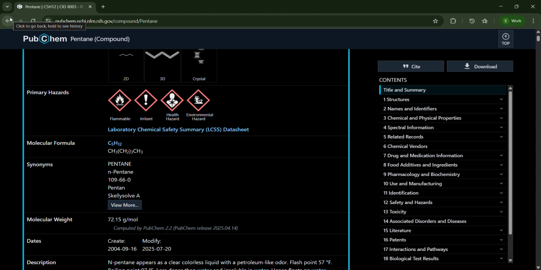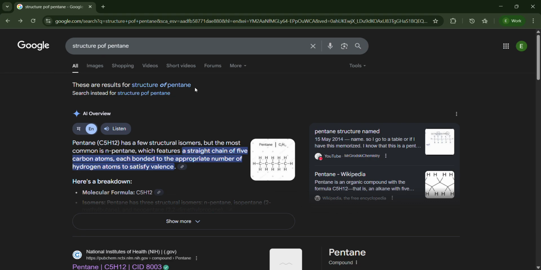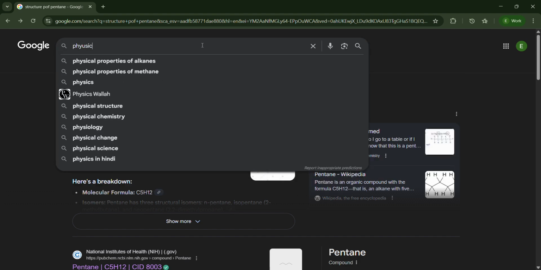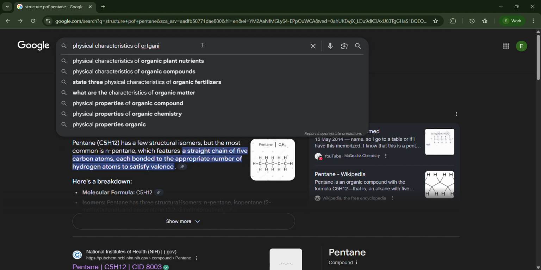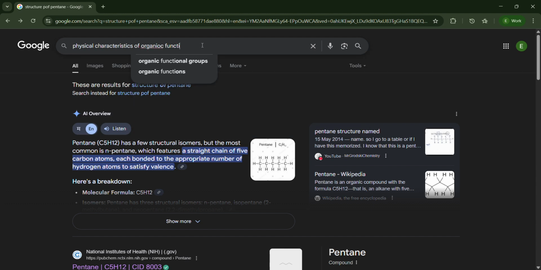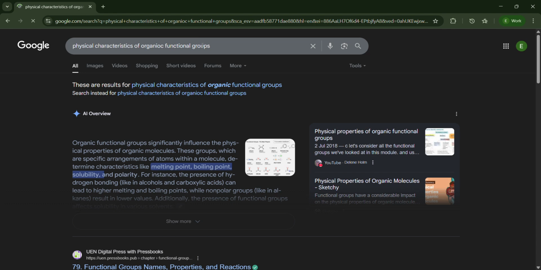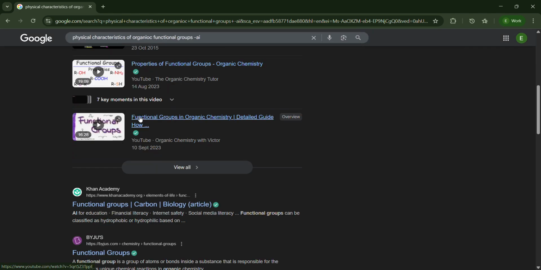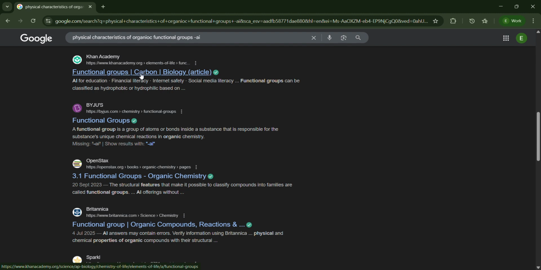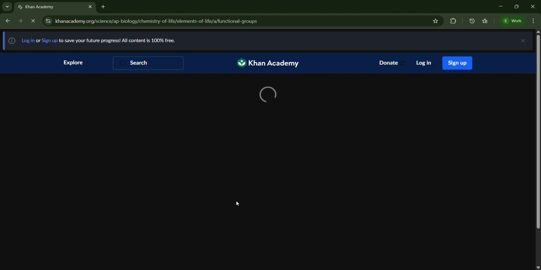So let's look at the physical characteristics of organic functional groups. Let's open the Khan Academy site.